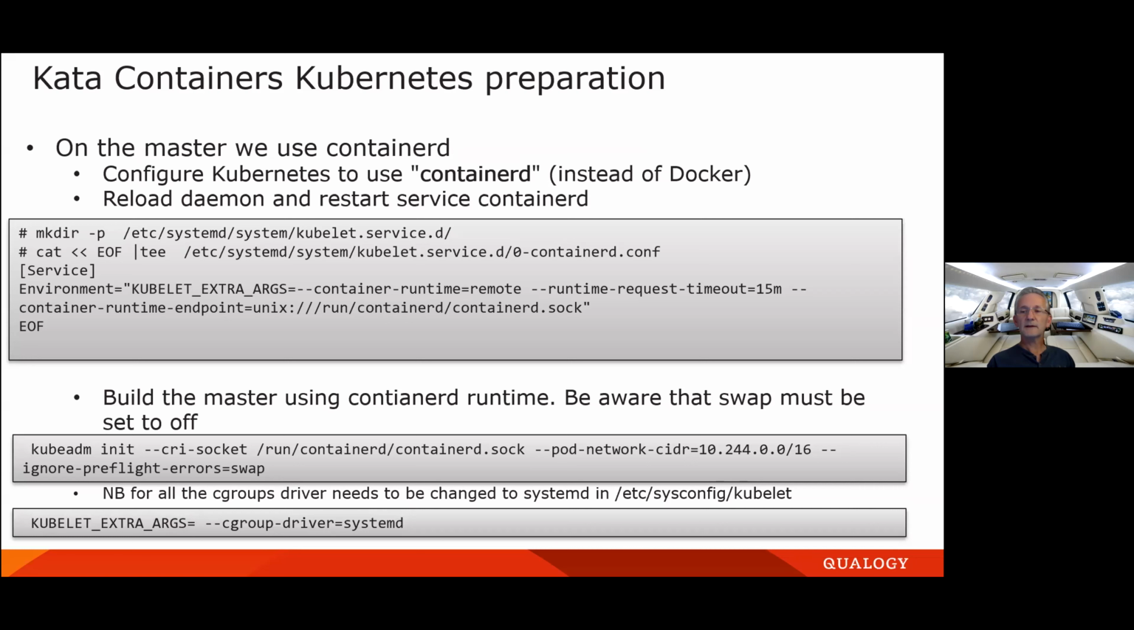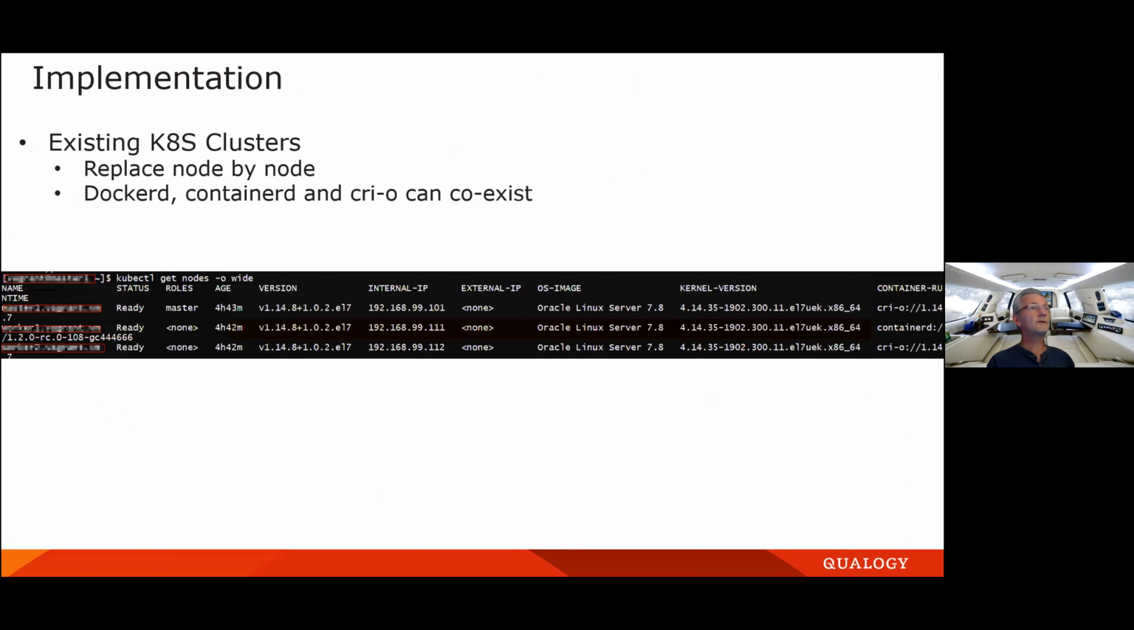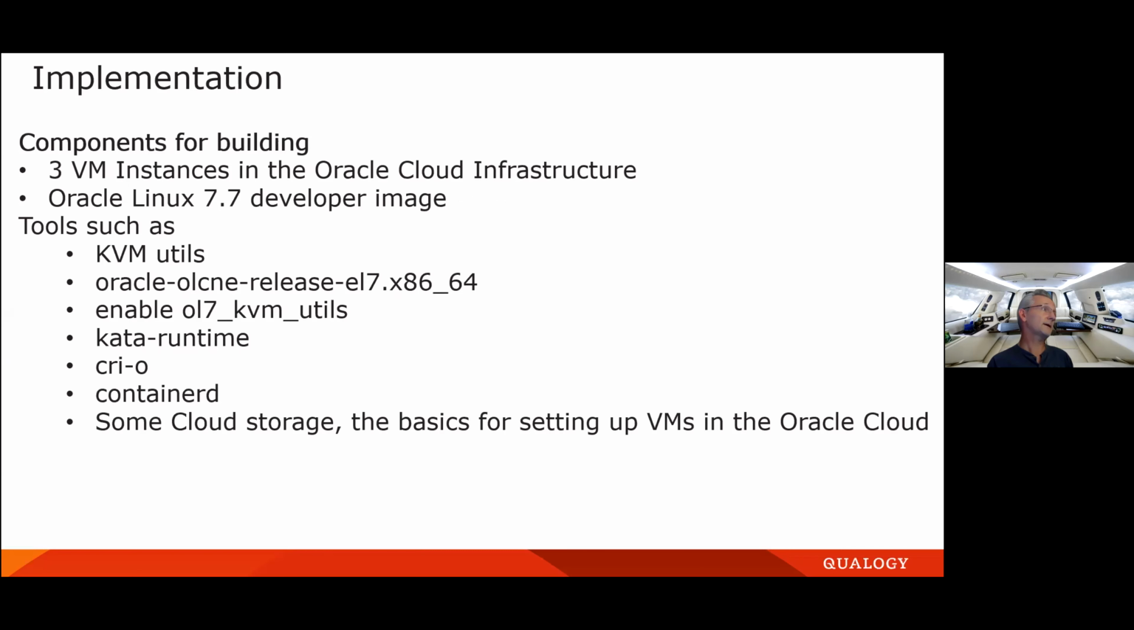So in this example, I instructed the master to use another runtime interface, using containerd. And then I also had to notify the master to use containerd as the container runtime. If you look at the example, you can see if you do a kubectl get nodes with wide output, you can see the container runtimes differ. Some of them are using CRI-O and some of them are using containerd. And they can coexist with each other.